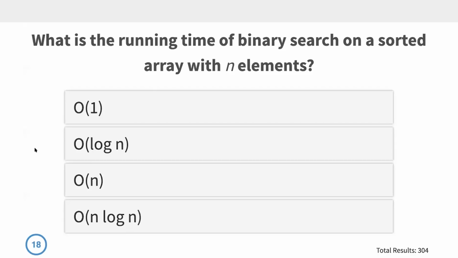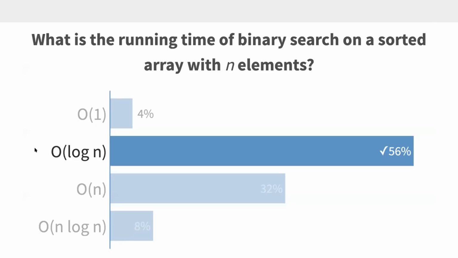All right, let's take a look at the responses. It looks like 56% of people gave us the correct response, which is big O of log n. And a fair number of people, 32%, said big O of n, 8% said big O of n log n, and 4% said big O of 1.